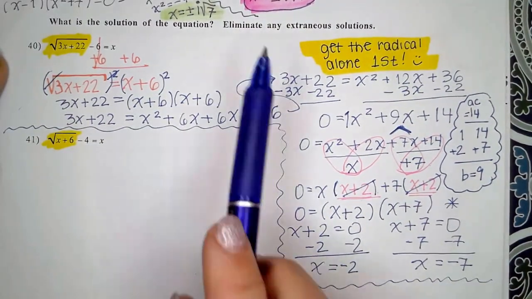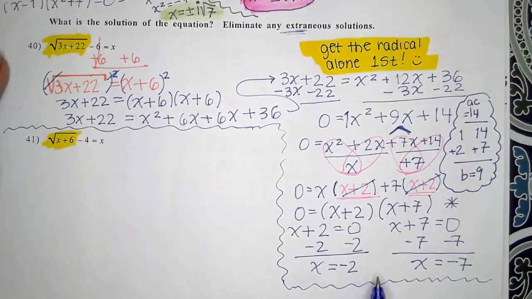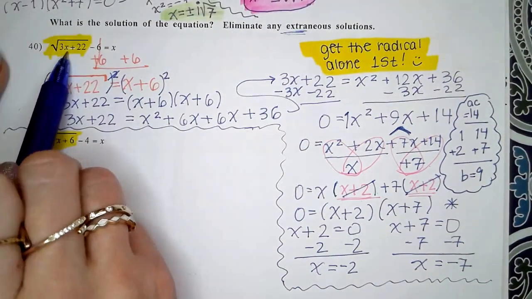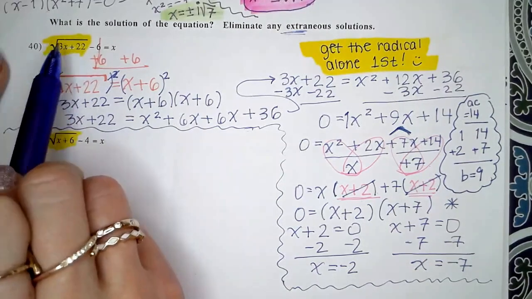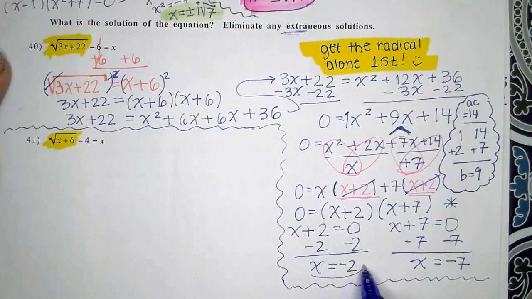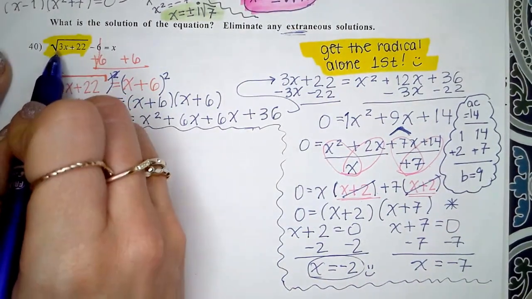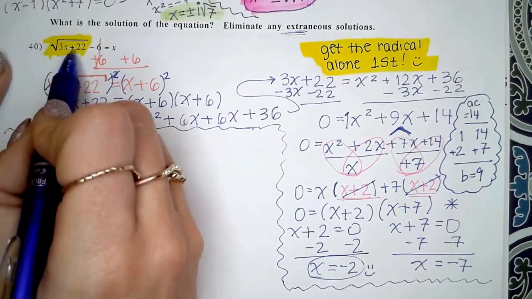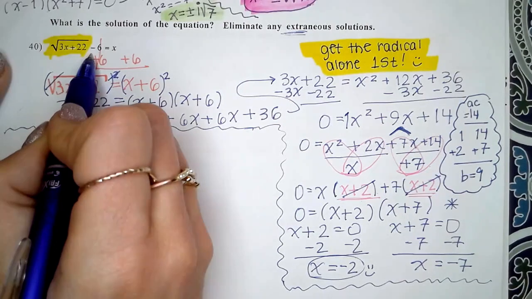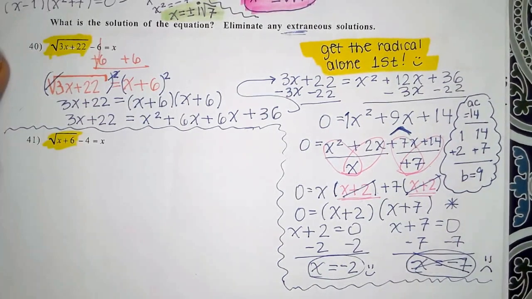Now the directions here ask us, eliminate any extraneous solution. So extraneous means extra. So that means you're going to take these and plug them in and see if they work. So if I took negative 2, 3 times negative 2 is negative 6. Negative 6 plus 22 is 16. Square root of 16 is 4. 4 minus 6 is negative 2. So this answer works. Now the negative 7. 3 times negative 7 is negative 21. Negative 21 plus 22 is 1. Square root of 1 is 1. 1 minus 6 is negative 5. So this answer fails. It actually doesn't work. It does not make it true. That's extraneous. So that's the only answer we actually care about. Sometimes they both work, and sometimes neither answer will work. So you always want to check all cases.